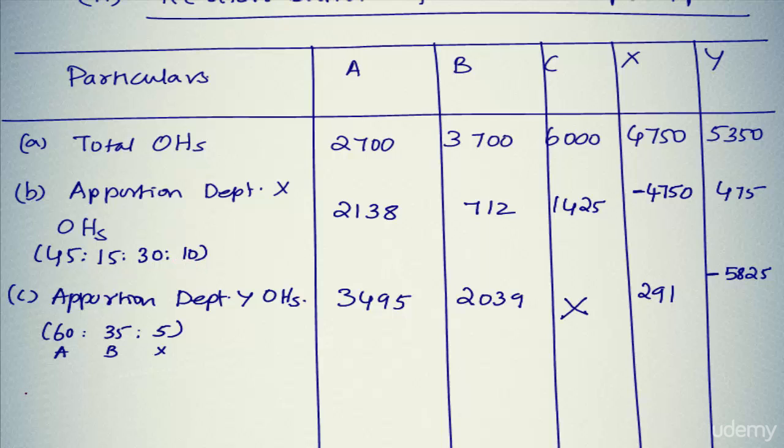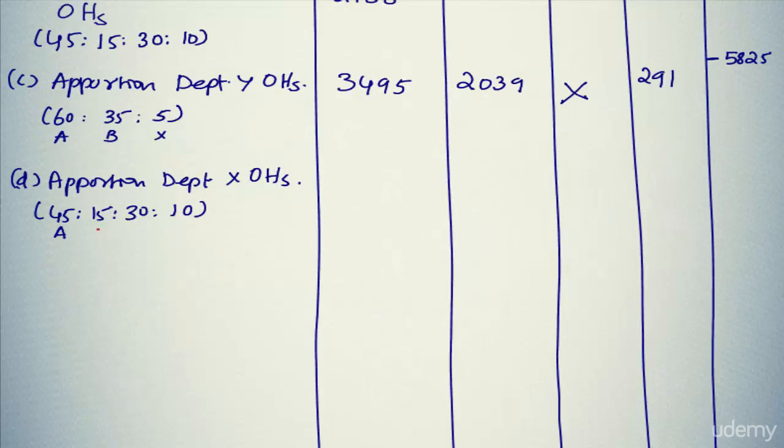So I'll write here apportionment of department X overheads, and the ratio we are going to follow here is 45:15:30:10, and the departments are A, B, C and Y. So we are going to transfer this 291. I'll write here minus 291, and that is going to be transferred on this ratio. So you will have 131, 44, 87, and again department Y is getting a share.